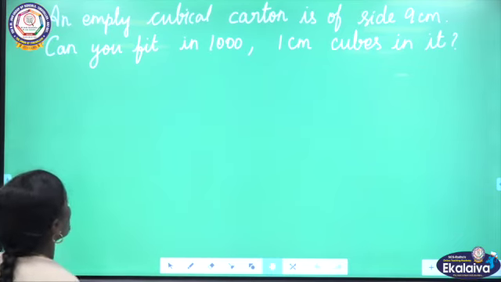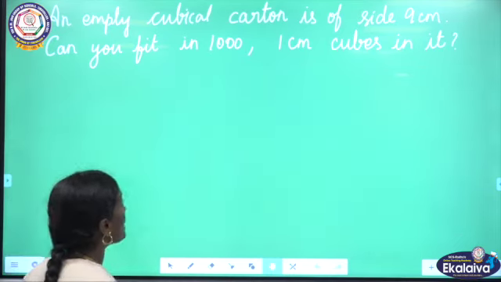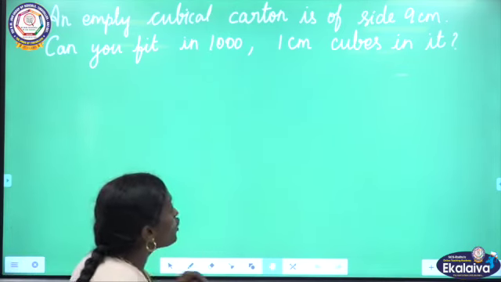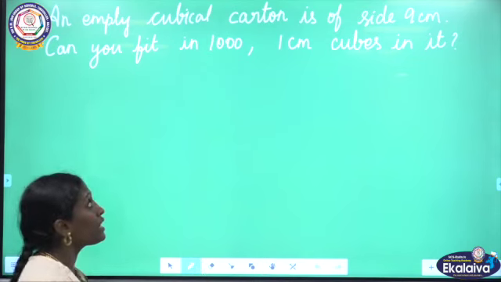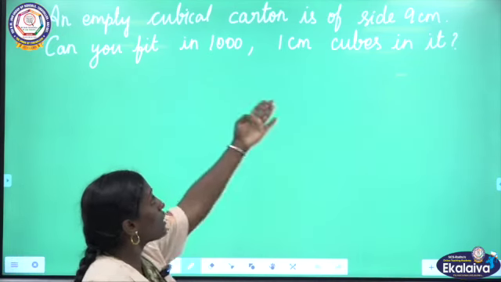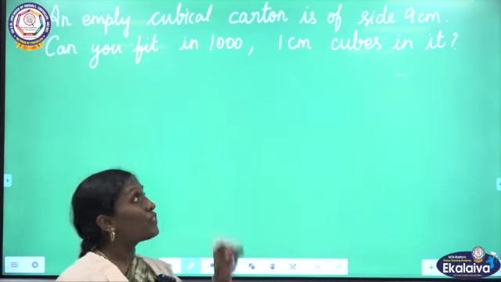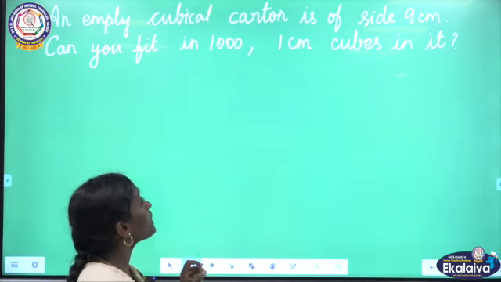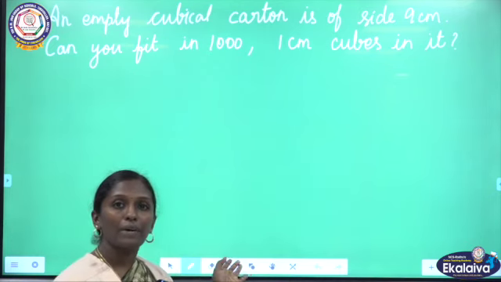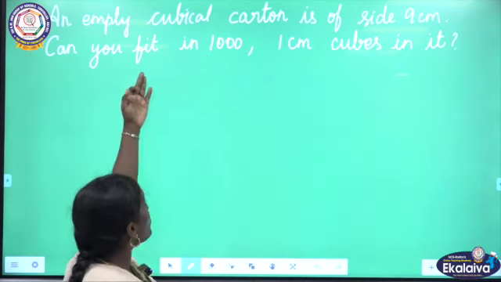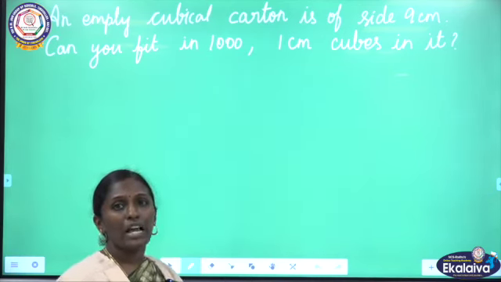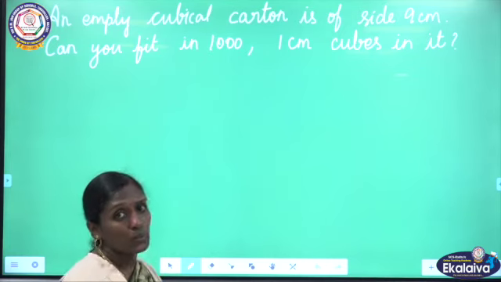Next one, an empty cubical carton is of side 9 centimeter. Can you fit in 1000 1 centimeter cubes in it? Here one empty cubical carton is there. Can we fit 1000 1 centimeter cubes in it? So first we have to find the volume of the cubical carton and volume of 1000 1 centimeter cubes. Then we have to compare the volumes. If the volume of the carton is greater than the volume of 1000 cubes, we can fit the cubes in it. Otherwise, we can't fit.